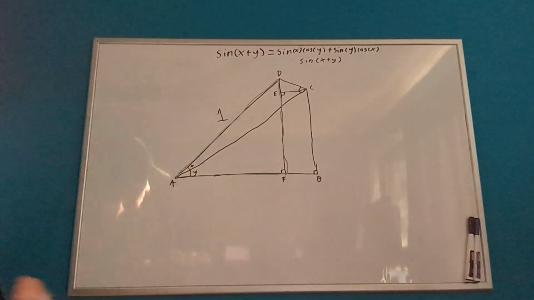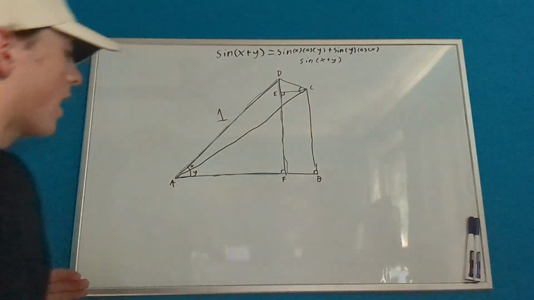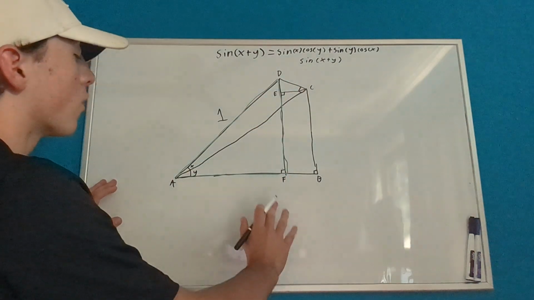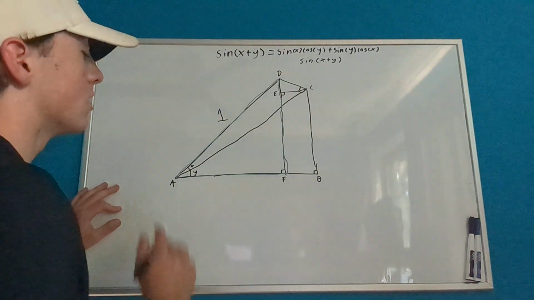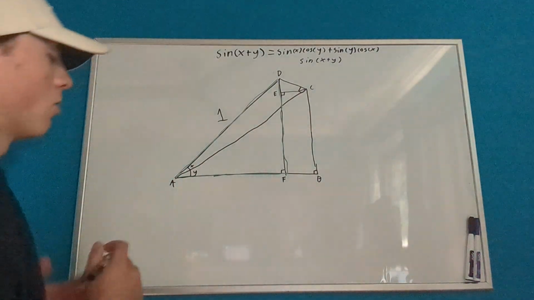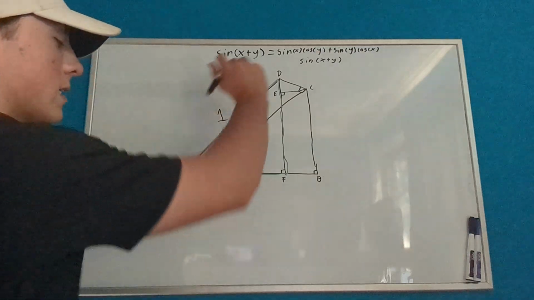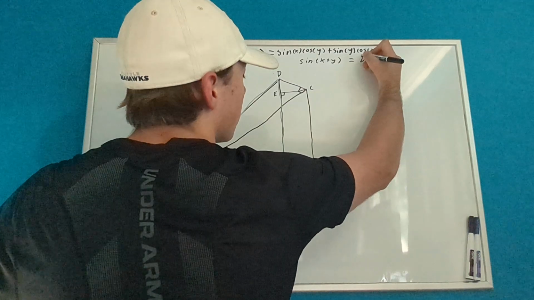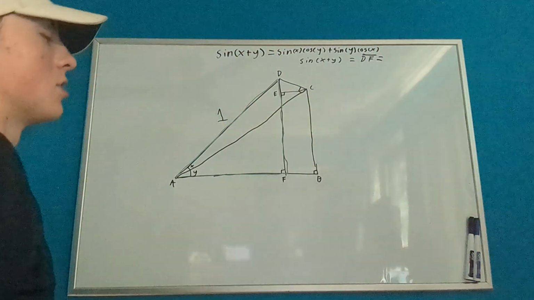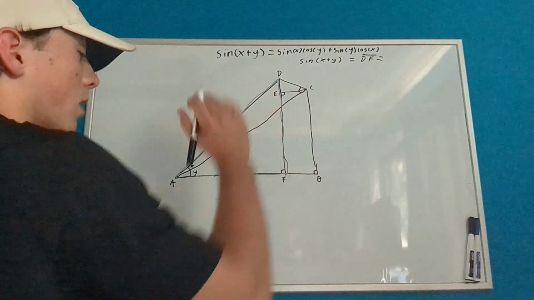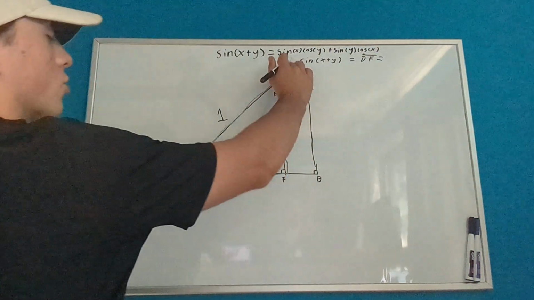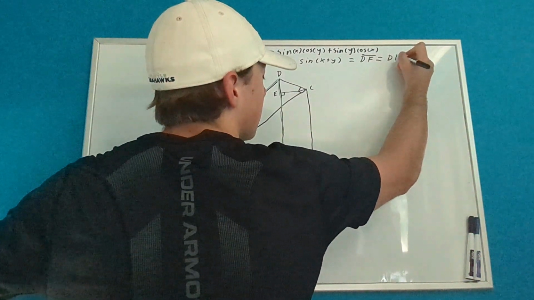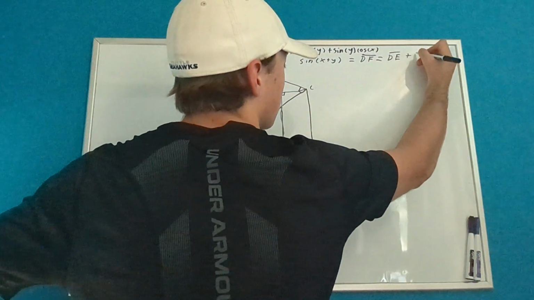If we take a look at the sine of these two angles, well, sine is opposite over hypotenuse. So opposite is going to be DF over our hypotenuse, which in this case is just 1. So we can say that the sine of x plus y is equal to line segment DF. Let's write that down. Then we want to break DF down into another part. What can we say DF is equal to? Well, it's equal to DE plus EF.